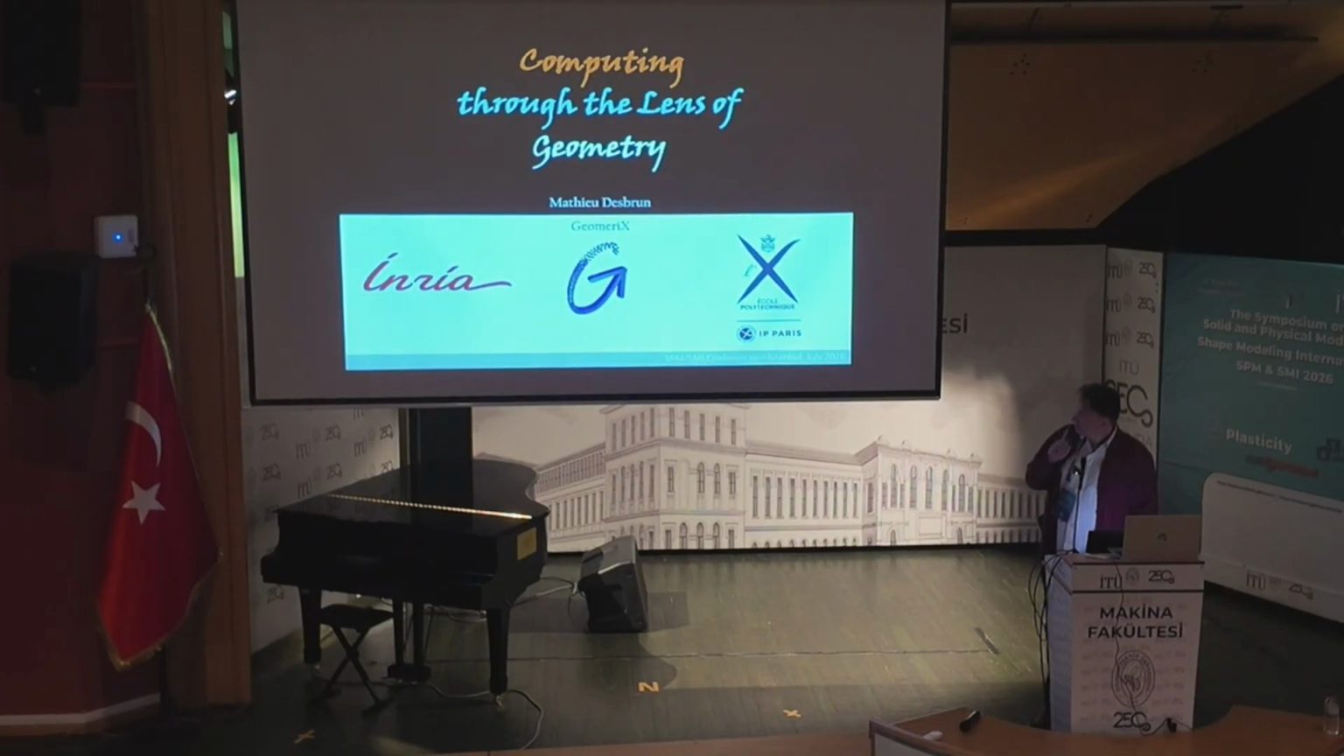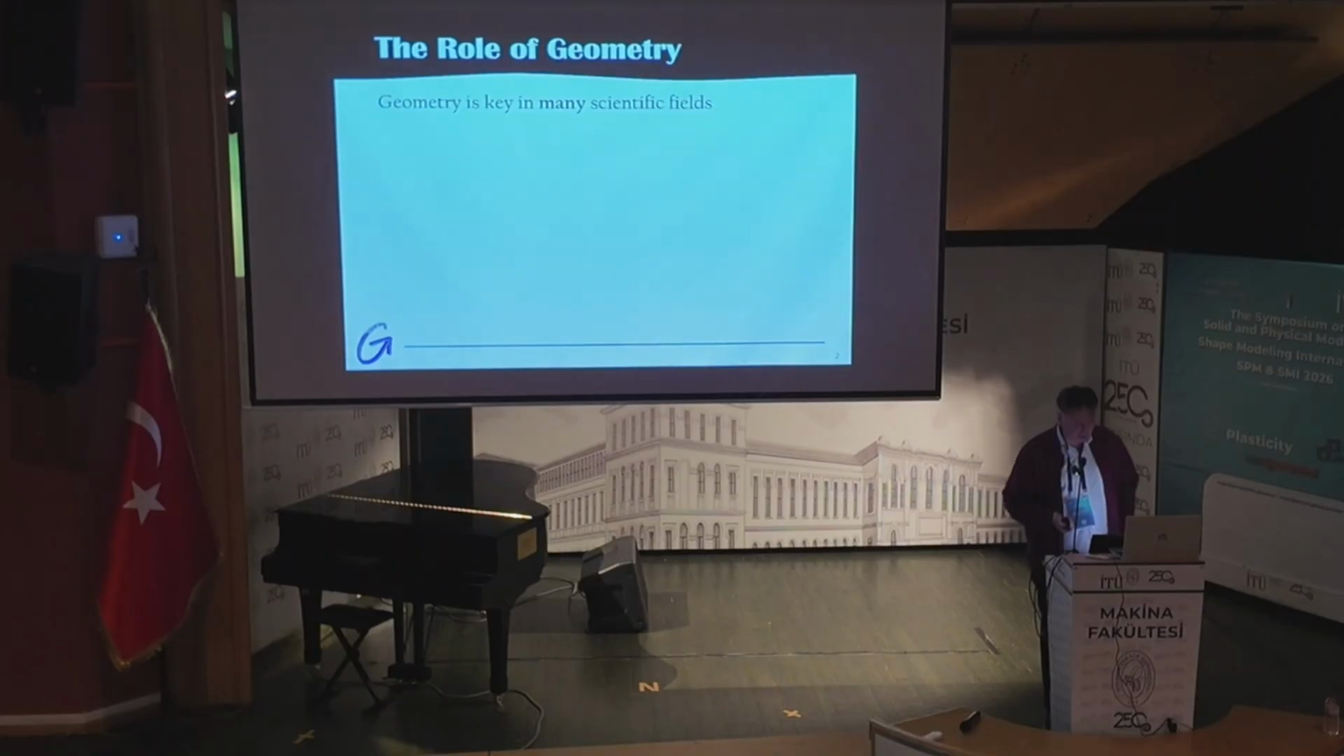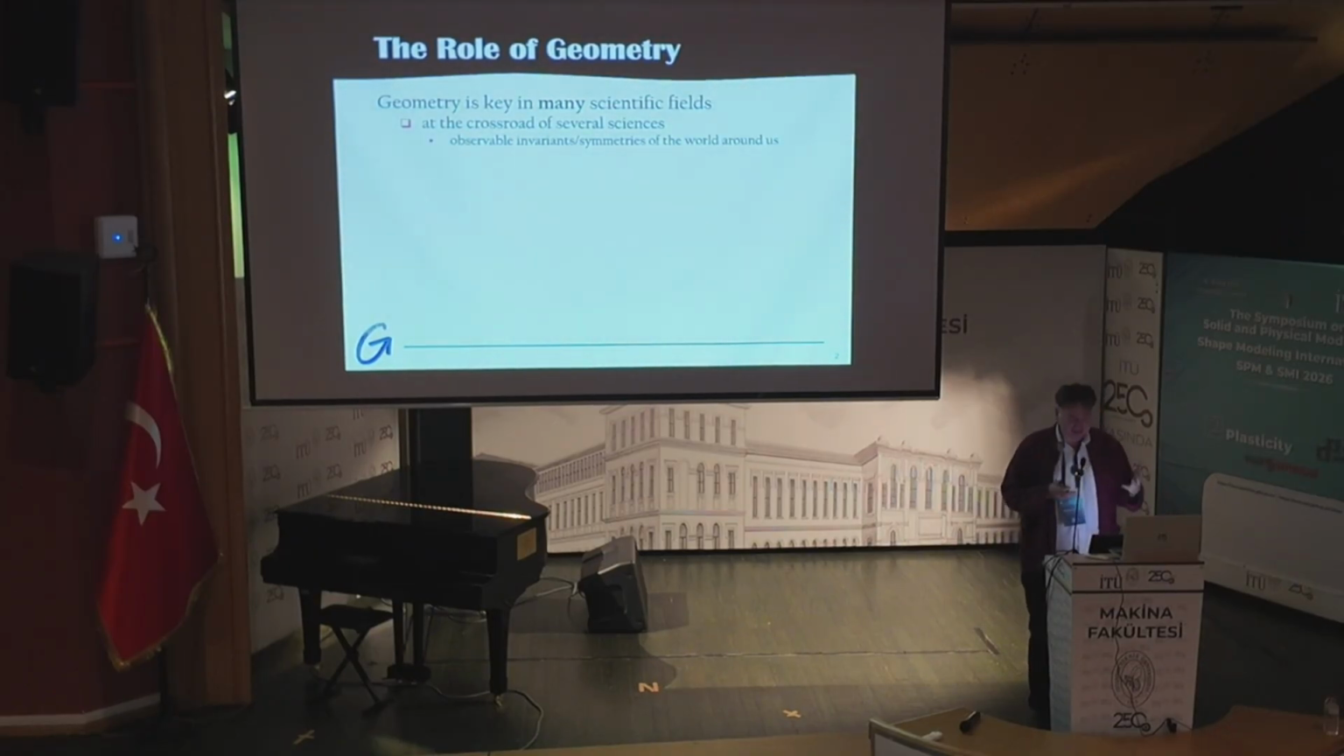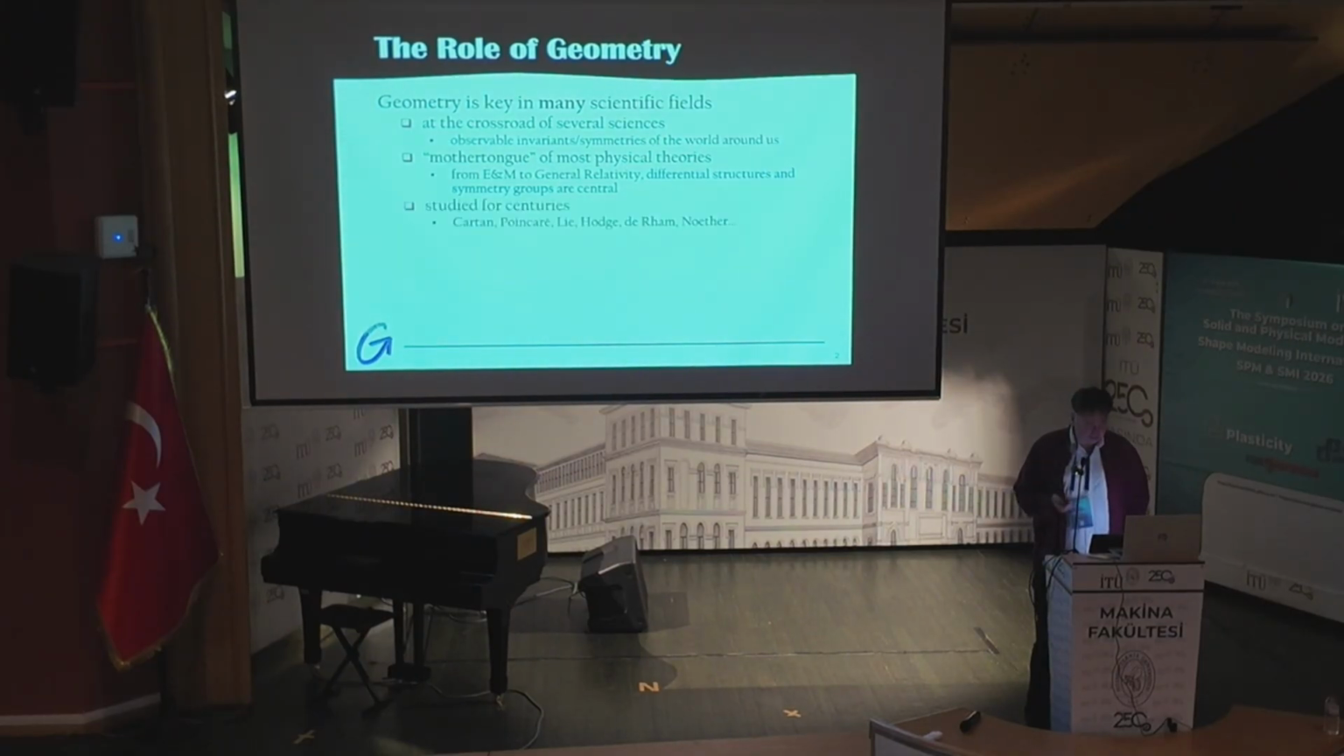Okay, so like Jörg said, I will try to explain what I mean by computing through the lens of geometry. So you all know geometry. Obviously, it's been key in many scientific fields. In particular, one could say that our ancestors really looked at the world around them and saw that there were some invariants and symmetries in the world. And that's what led to geometry being really the mother tongue of some of the most influential physical theories, all the way to general relativity. Otherwise, I'm not going to talk about GR today, but it's been very influential with lots of great names that are associated with the field, obviously.